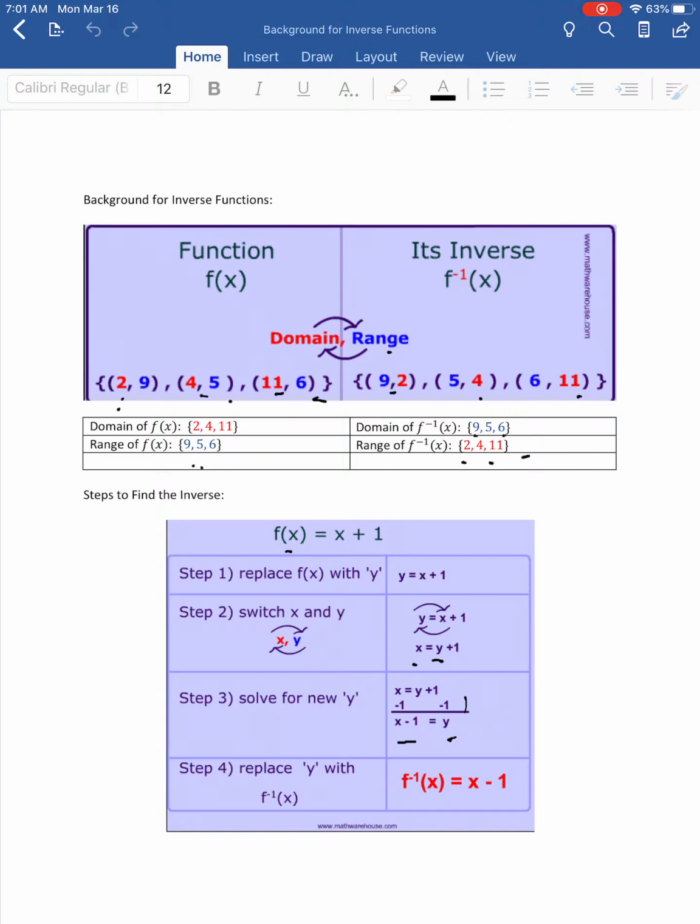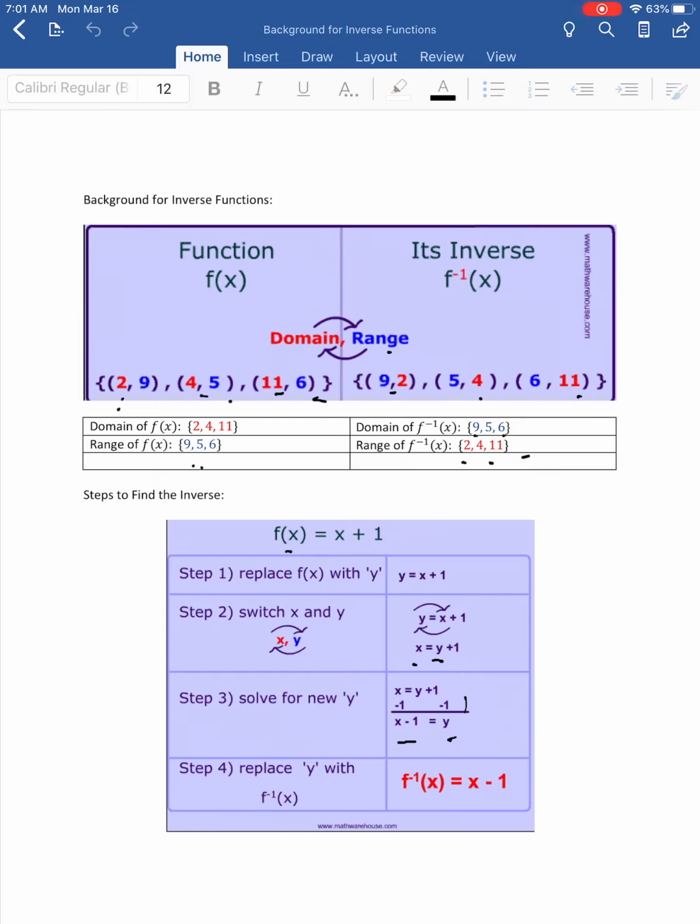Okay, let's look at this background information about inverse functions. You've got a function which is expressed as f of x, and its inverse is f inverse of x. Domain and range. The function contained the points (2, 9), (4, 5), (11, 6). The inverse function would have the points (9, 2), (5, 4), and (6, 11).